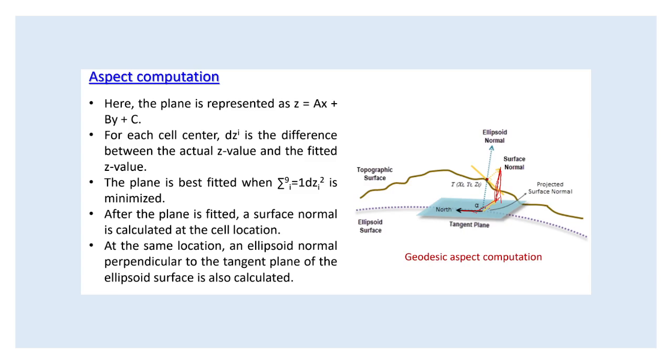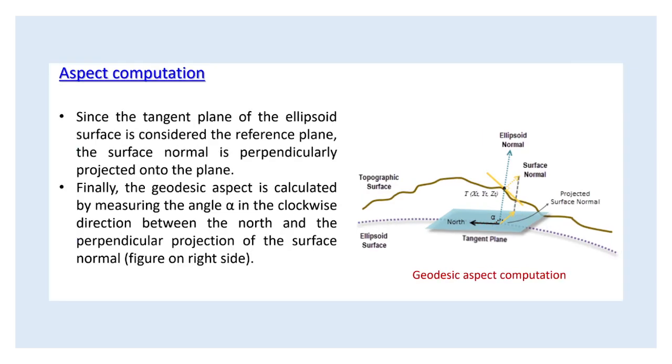A tangent plane is like, tangent is what? It touches the surface at one point. So that line in a planar form. From that tangent plane, you have an ellipsoid normal perpendicular to it. Since the tangent plane of the ellipsoid surface is considered the reference plane, the surface normal is perpendicularly projected on the plane.